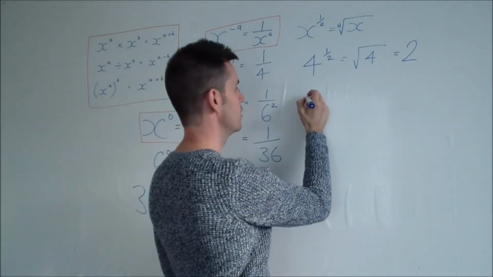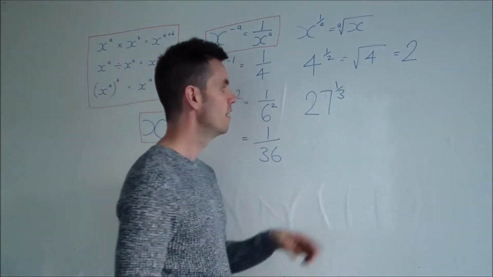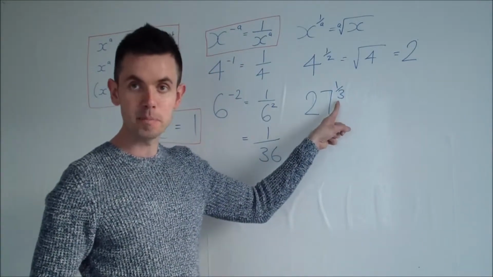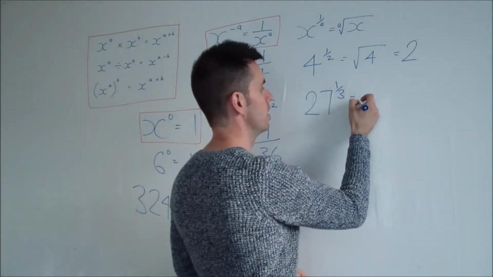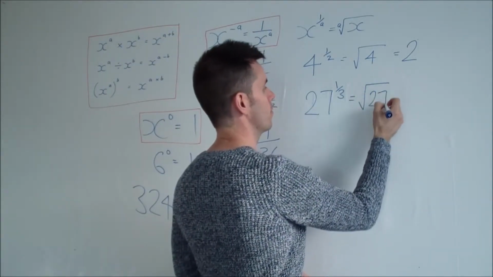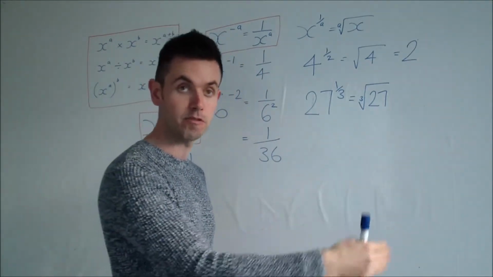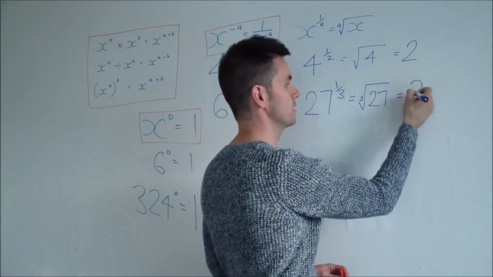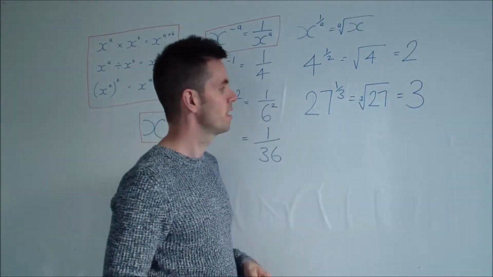Likewise, if you have 27 raised to the power a third, then because we've got a 3 here at the bottom of this fraction, we're looking for the cube root of 27. The cube root of 27 is 3, because 3 times 3 times 3 is 27. So that's kind of easy.